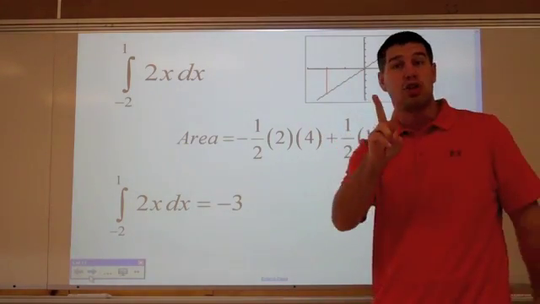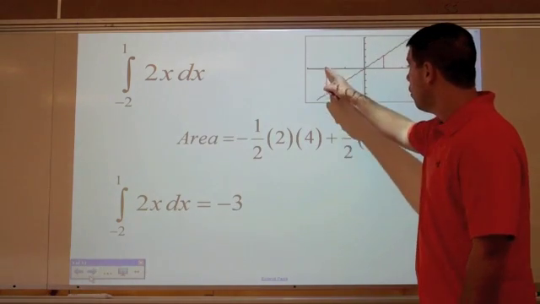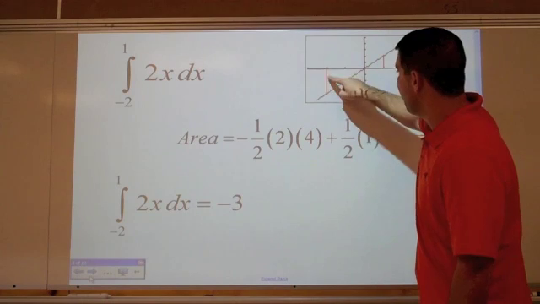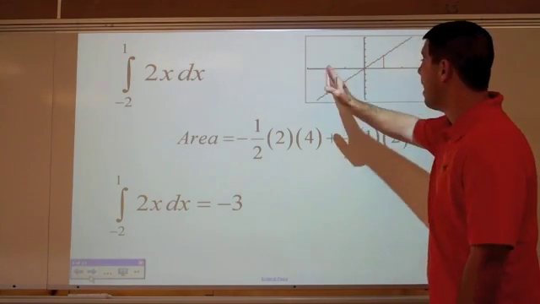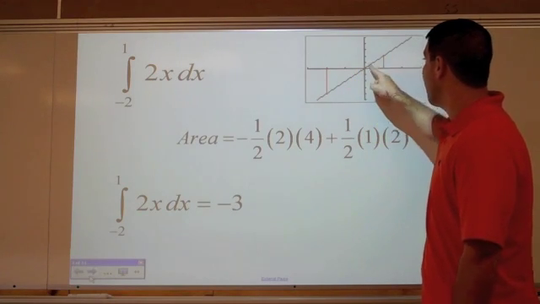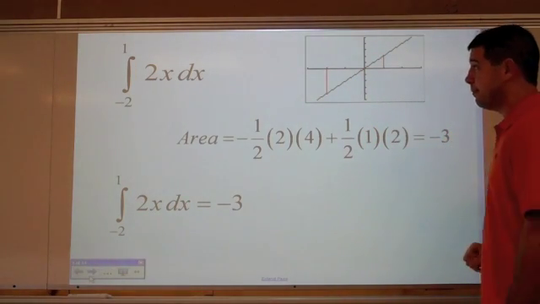And we're going to break this into two triangles. From -2 to 1, we have this area in here, the area of this triangle. And from -2 to 0, we have this area of this triangle. And from 0 to 1, we have the area of this smaller triangle.